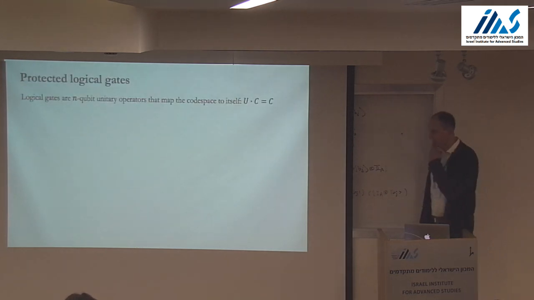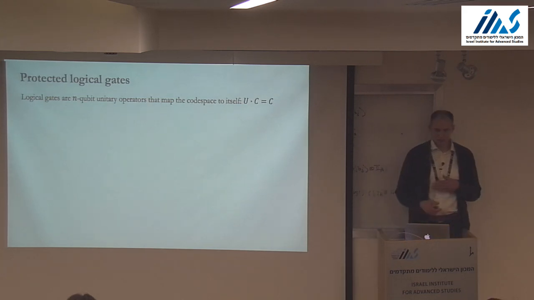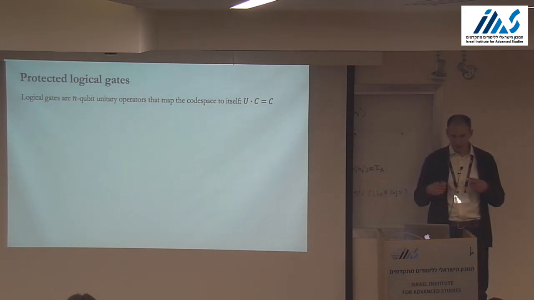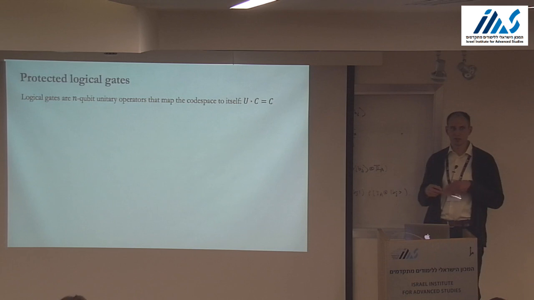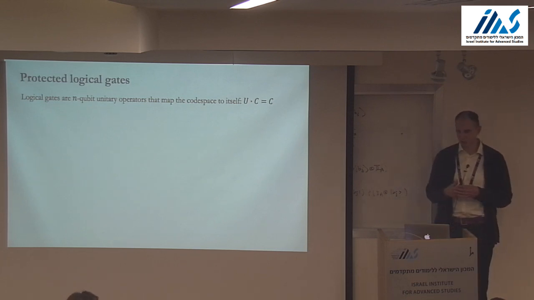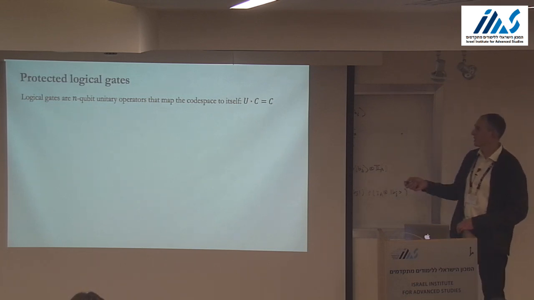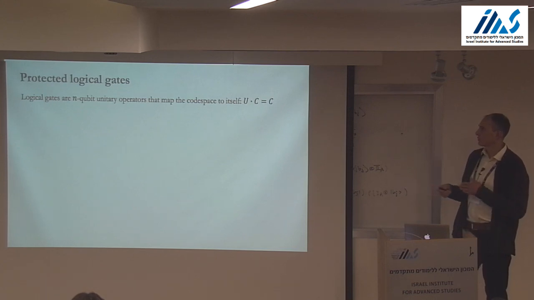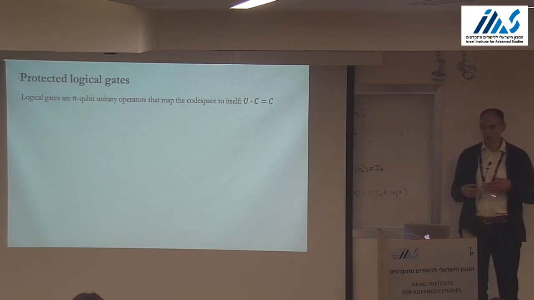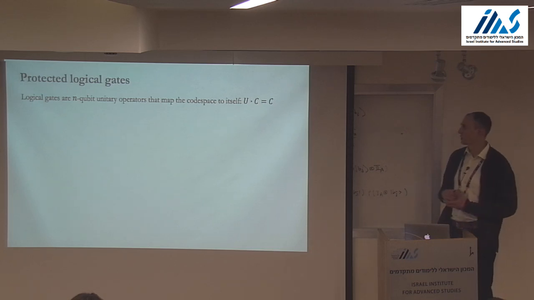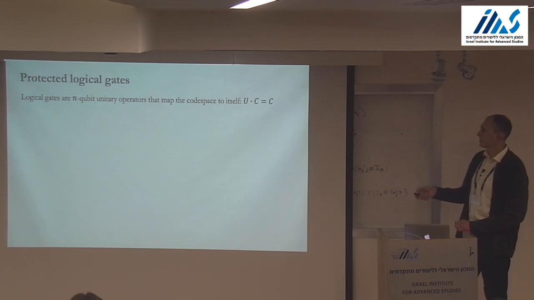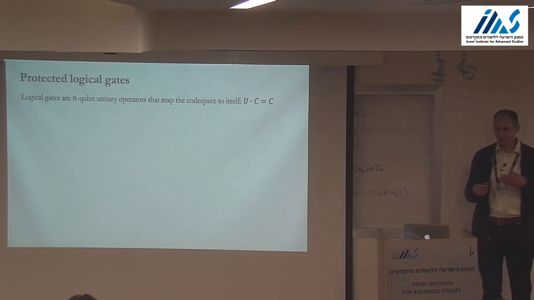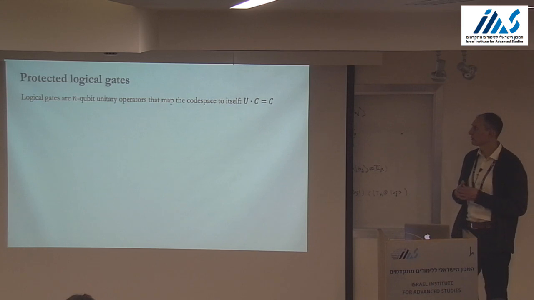Yes, so far I only talked about error correction. Then basically we just want to protect encoded states from noise and extend the lifetime of encoded qubits. But of course, it would be nice to somehow apply gates to the encoded qubits to perform some quantum computation. And logical gates are just n-qubit unitary operators that map code space to itself.